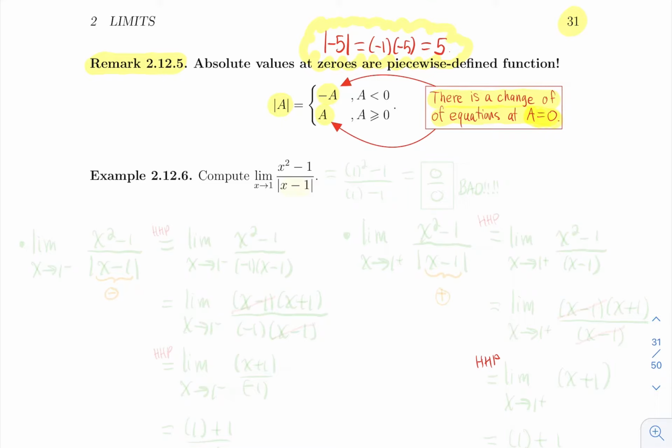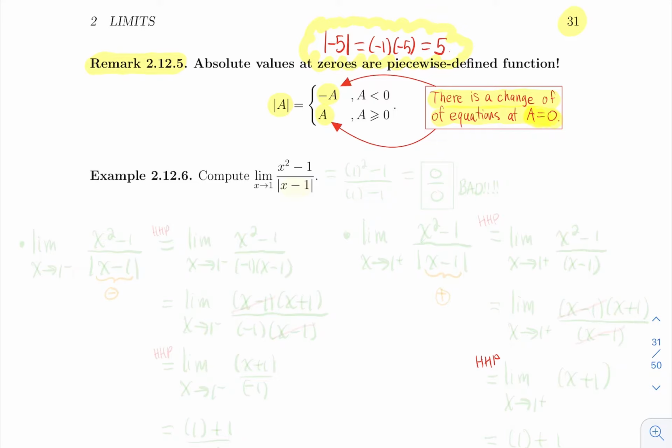So if you have a problem with an absolute value and if there is something bad with it, the first thing you need to do is that if you have absolute values of zeros, you need to get rid of them, okay, and treat them as piecewise defined functions. So for example, we have to compute the limit as x approaches 1 of x squared minus 1 over the absolute value of x minus 1.